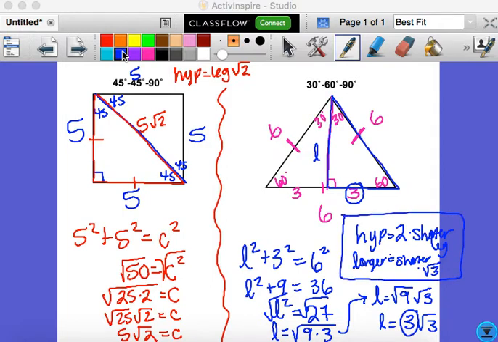Again, this is just a summary of where those rules are coming from, and this is a way to help jog your memory if you forget the formulas on the test.